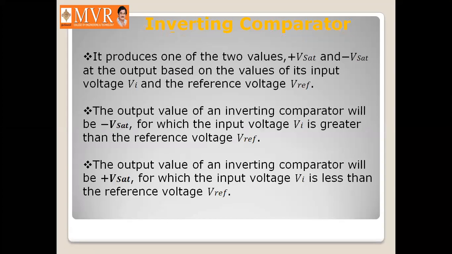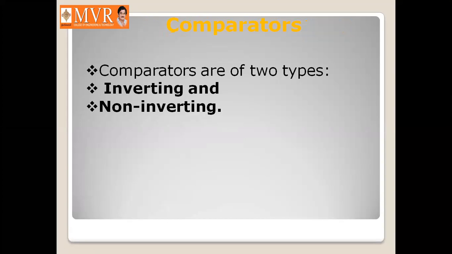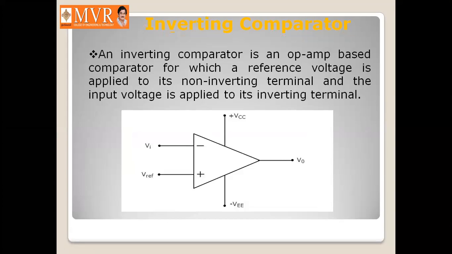comparators. In the last class, we have discussed about the comparators. That is inverting comparator and non-inverting comparator. Inverting comparator means if you have given the input signal to the inverting terminal of the op amp, then that op amp is going to behave as an inverting comparator. When we apply the input signal to the non-inverting terminal, then it is going to behave as a non-inverting comparator.